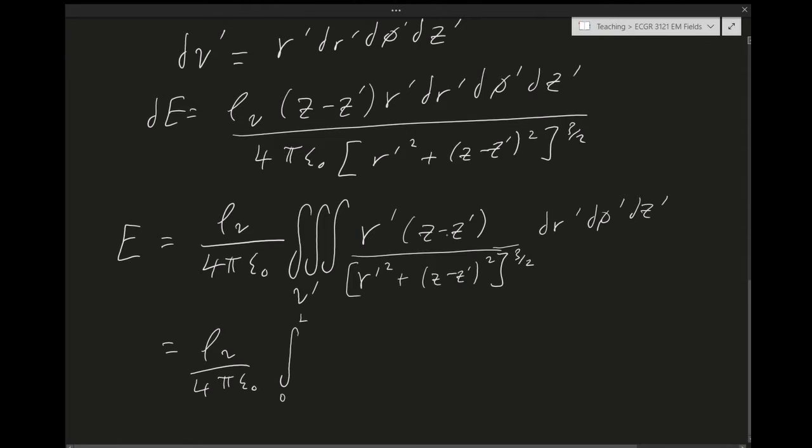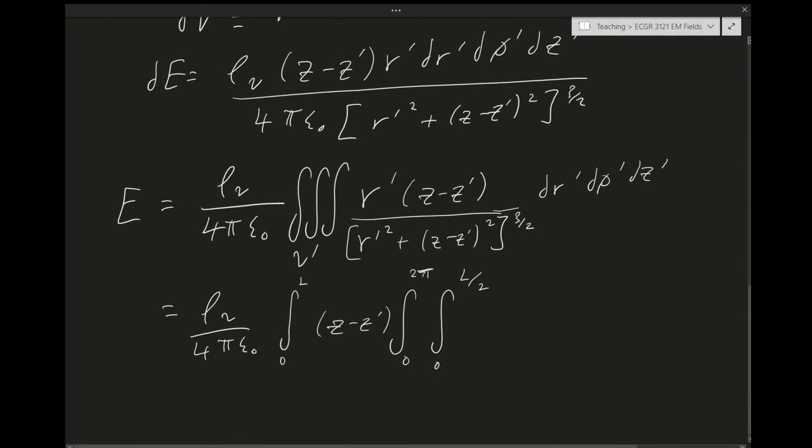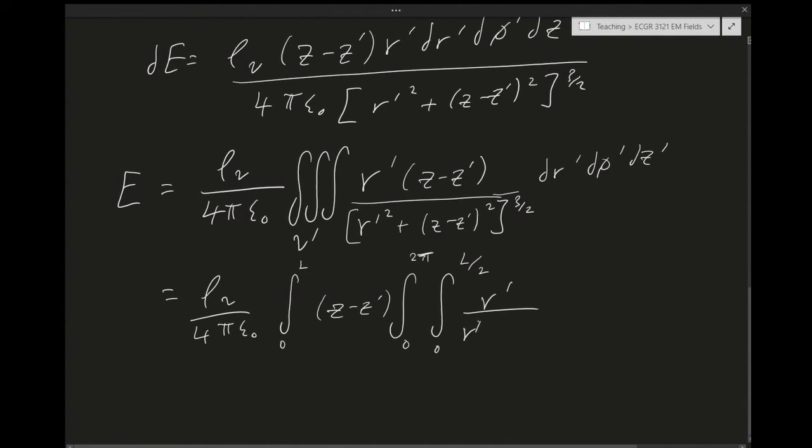And I can take z minus z prime out. It's a constant with respect to the inner integrals, so I can take it out. And then I integrate over phi prime, which is 0 to 2 pi. There is no phi prime there. Then I'm integrating over r prime, which goes from 0 to L over 2. So I integrate from 0 to L over 2 of r prime over r prime squared plus z minus z prime squared to the 3 over 2, dr prime d phi prime dz prime.